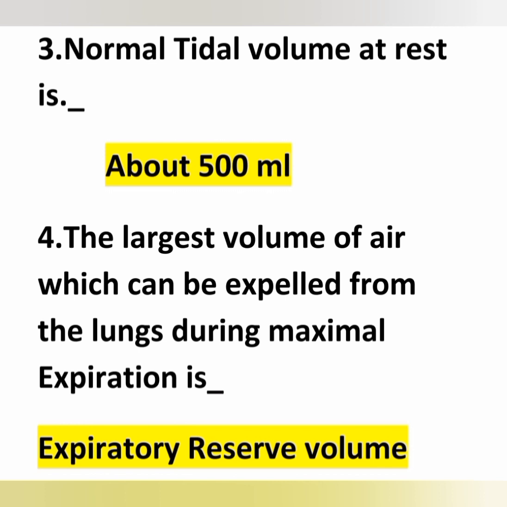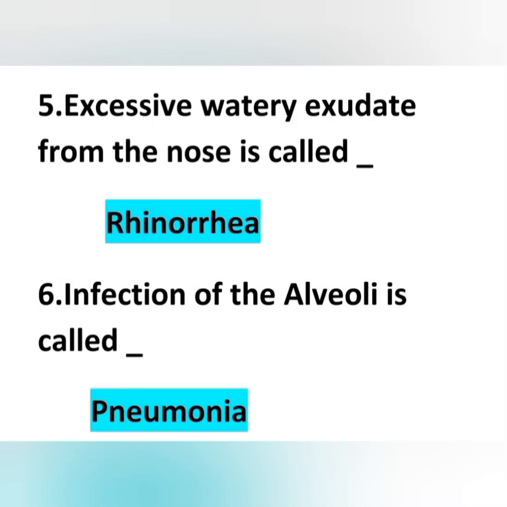And the next point, the largest volume of air which can be expelled from the lungs during maximal expiration is called expiratory reserve volume. That is, the largest volume of air which is expelled from the lungs during expiration is called the expiratory reserve volume.